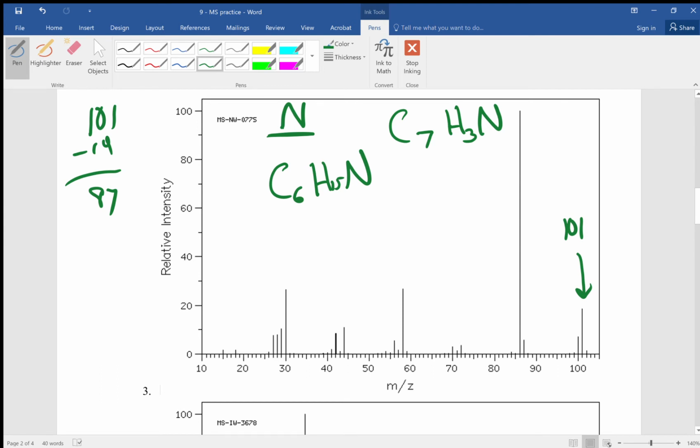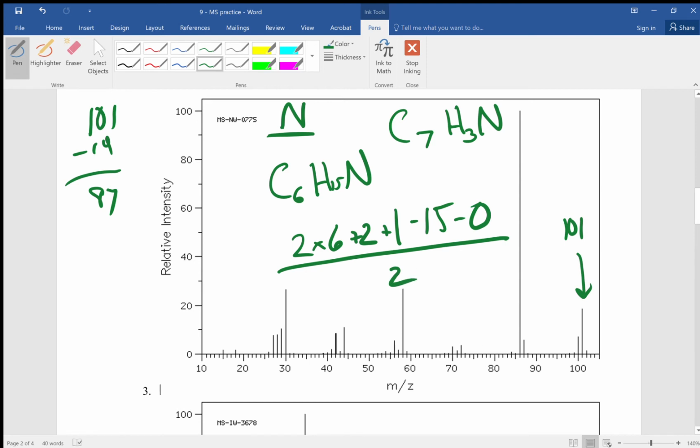Does that work? Well, we can do what we did on the previous one. 2 times the number of carbons plus 2 plus the number of nitrogens minus the number of hydrogens minus the number of halogens divided by 2. In this case, we get 0 degrees of unsaturation, so that is an acceptable number. It just means we don't have any pi bonds or rings. It could be a molecule that looks like this. And we found a chemical formula that works with the data given.